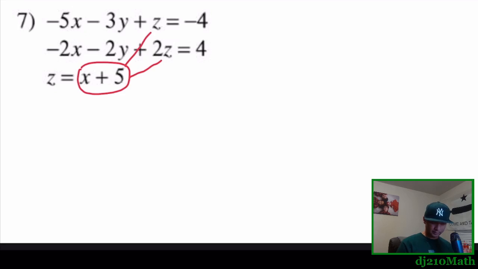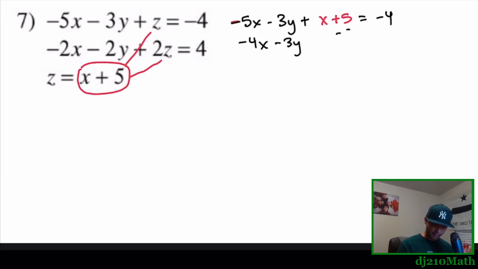So top equation: negative 5x minus 3y plus x plus 5 equals negative 4. So that's negative 5x minus 3y. Actually, combining like terms, it will be negative 4x minus 3y minus 5 equals negative 9. Okay, I'm boxing that so I don't lose it.